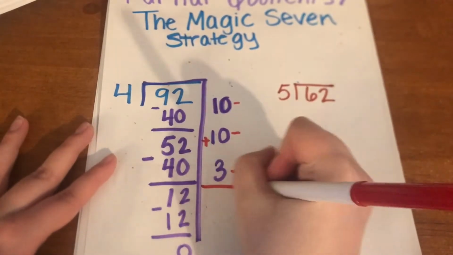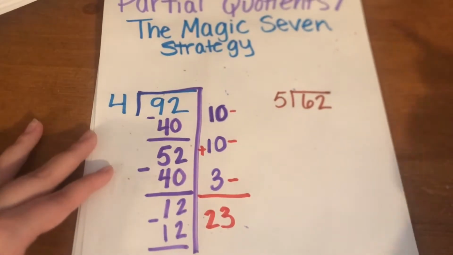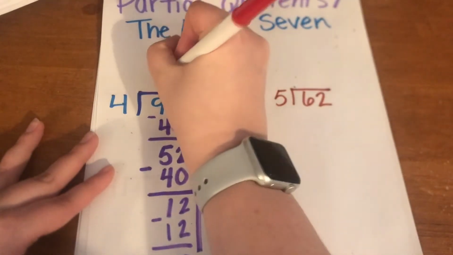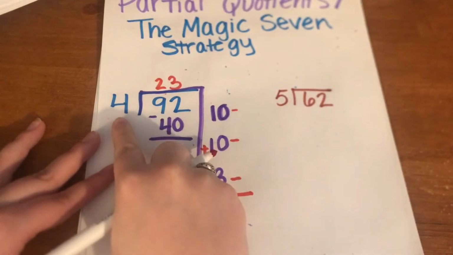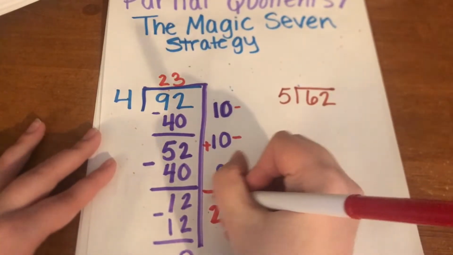So all I have to do is add these together, which would be 23. And we can put our quotient, our final answer, up at the top here. So 92 divided by 4 would equal 23.